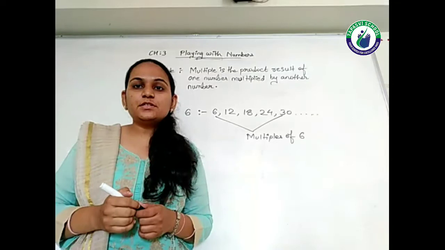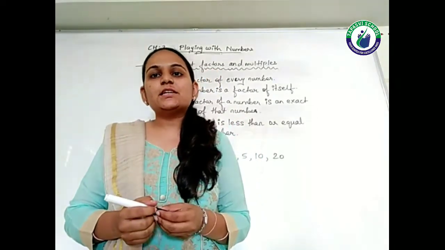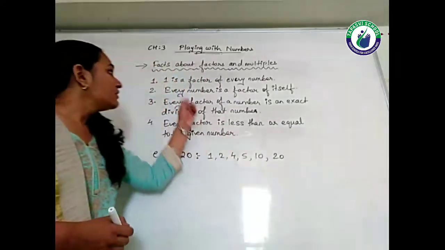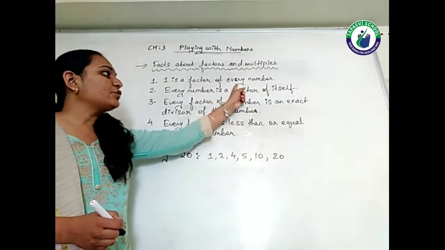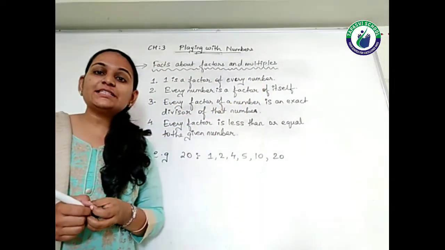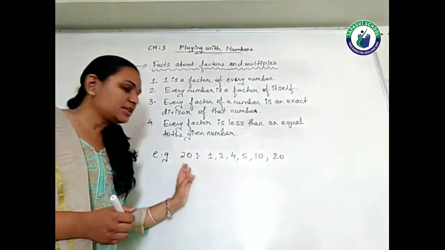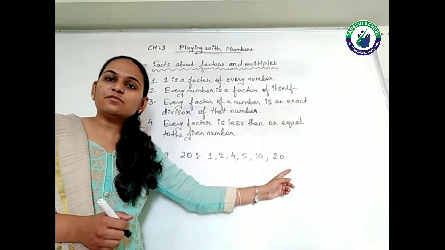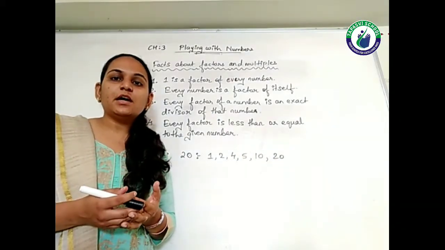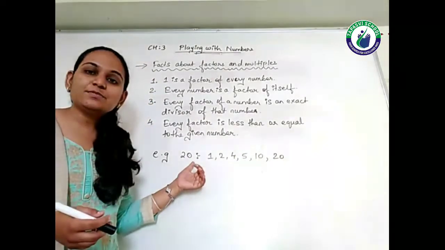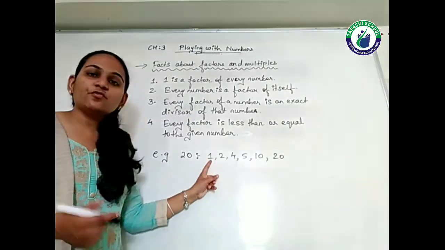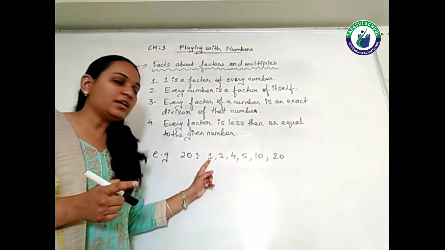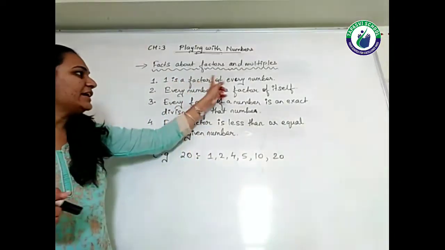Is it clear, students? Okay, students, now let's see certain facts about the factors. First one: 1 is a factor of every number. Just see here the example. 20 is there. I have listed all the factors of 20. That means the numbers by which 20 is divided. So see here, the very first number, as I told you a few minutes back, is 1. So 1 is a factor of every number.